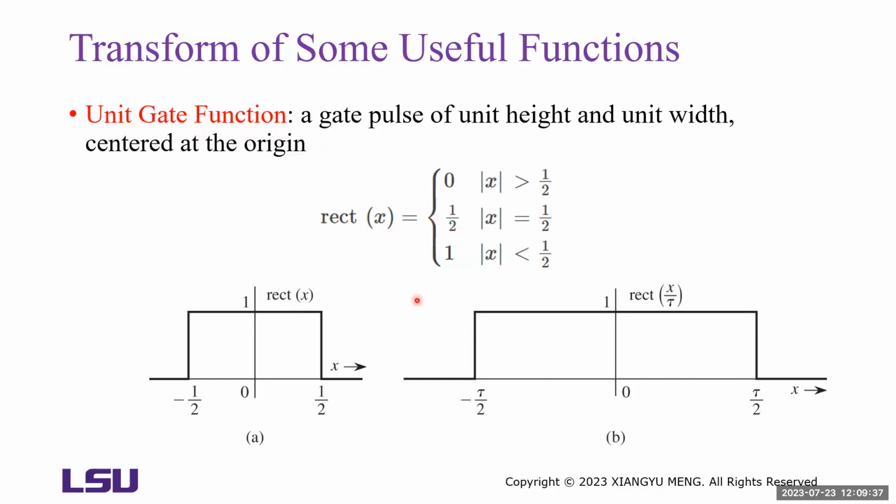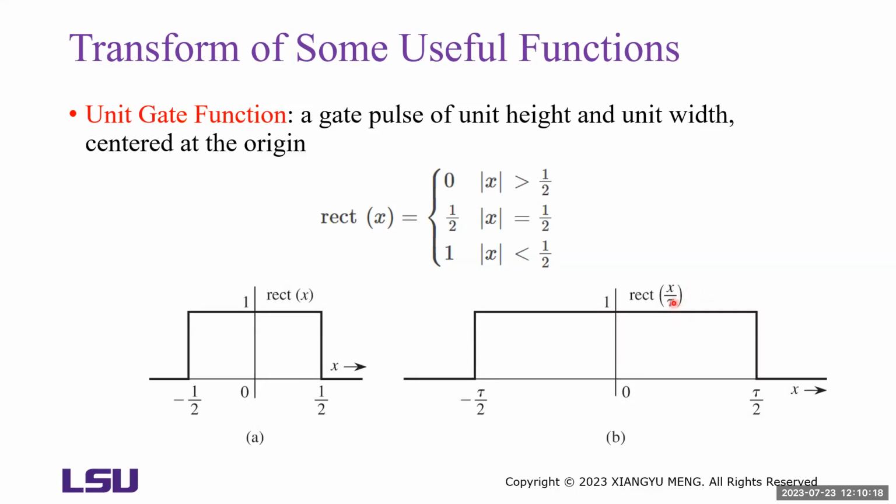The gate pulse in figure B is the unit gate pulse, rect(x), expanded by the factor tau along the horizontal axis. Therefore, we can express this function as rect(x/tau). This means time expansion. If it is x times tau, it is time compression.